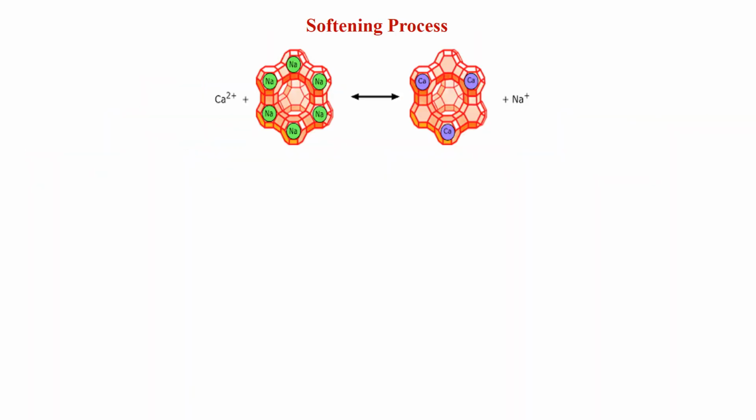The softening process of the zeolite softener can be explained on the basis of this figure. Here, the zeolite is shown having loosely bonded sodium ions. When calcium ions present in the hard water come in contact with the zeolite, meaning when water passes through the zeolite, these calcium ions replace the sodium ions and the sodium ion is released from the zeolite, while the calcium ion is now attached to the zeolite.